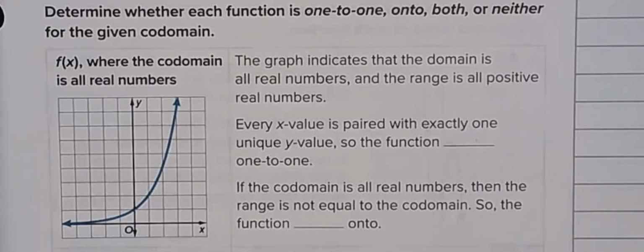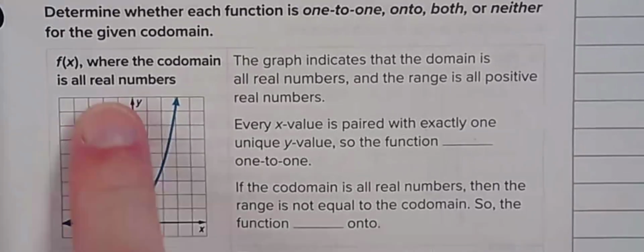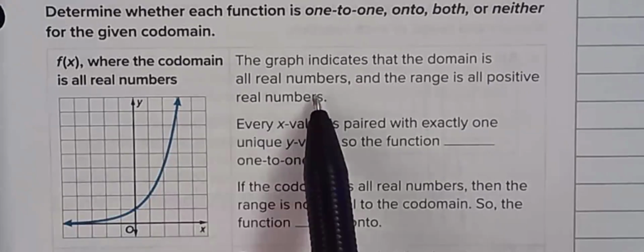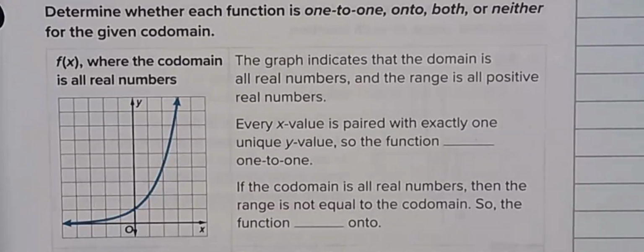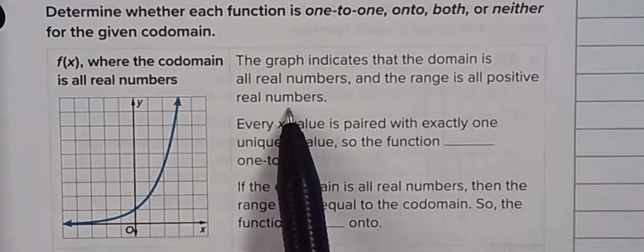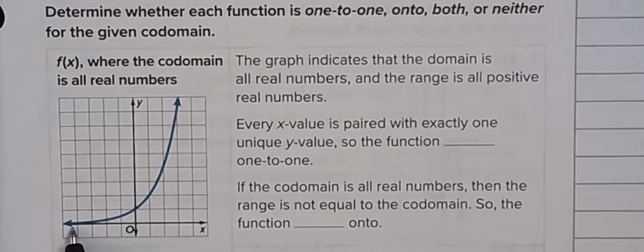All right, so for f of x, codomain, all real numbers. The graph indicates that the domain is all real numbers because it's going left and right forever if you extend that graph. And the range is all positive real numbers. You can see it levels out at 0, therefore the y values have to be greater than 0.